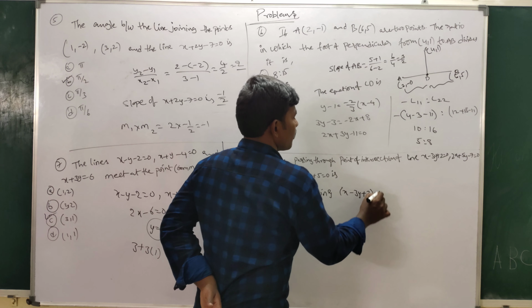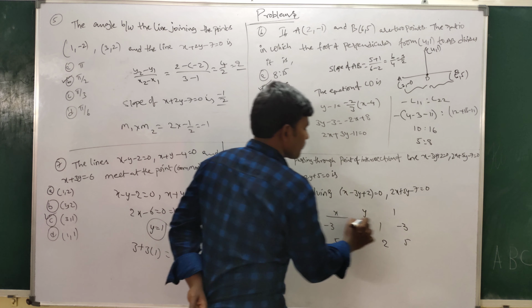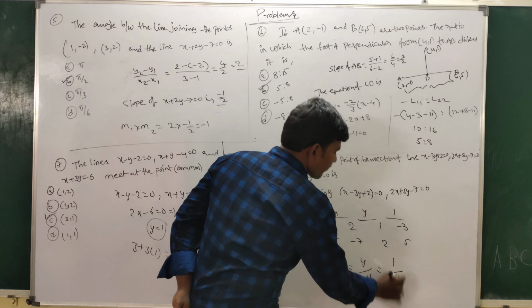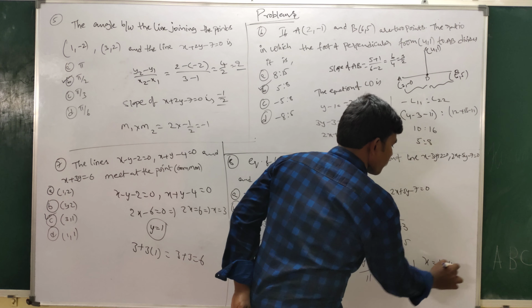Minus 3, 2, 1, minus 3, 5, minus 7, 2, 5. X by 21 minus 10, 11. That is equal to y by 24 plus 7, 11. That is equal to 1 by 5 plus 6, 11. So the point is x equal to 1 and y equal to 1.